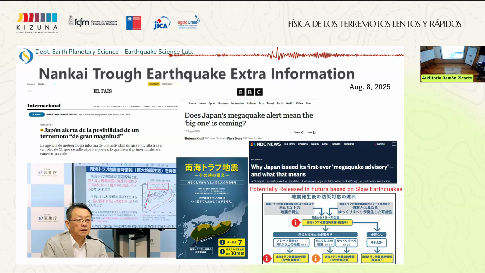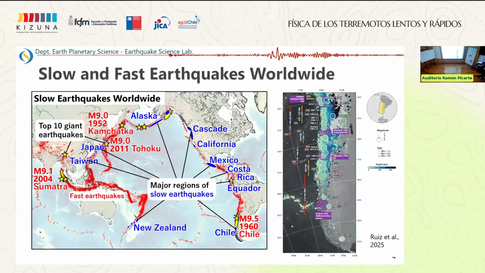But if we observe something very strange in slow earthquake activity, this information will be released, and that makes some impact in society. And also, slow earthquake is very popular, it's not just Japan. Slow earthquake has been observed in these countries. Yeah, mainly around Pacific Ocean, southern Pacific area.